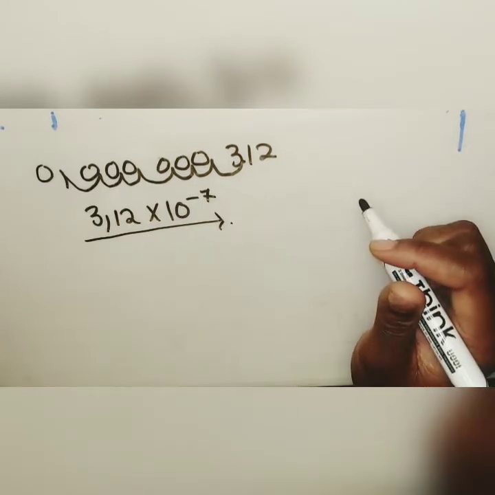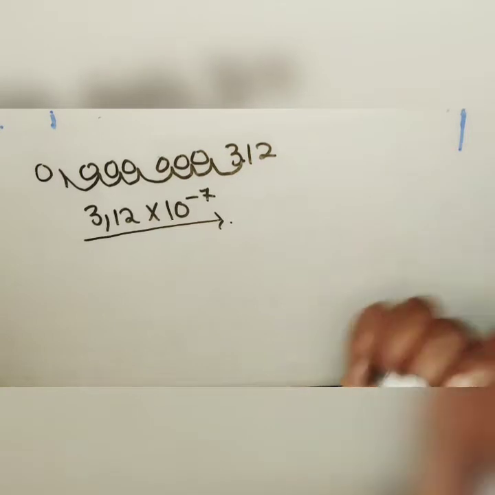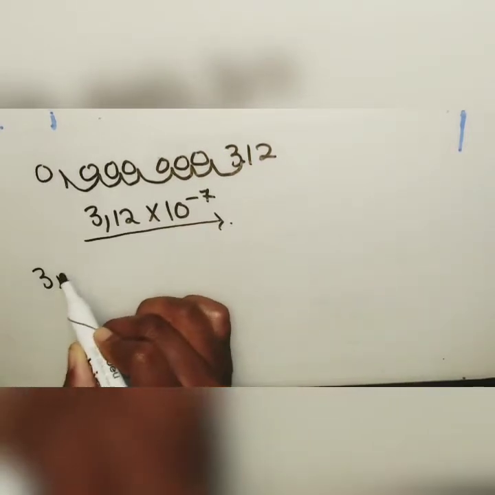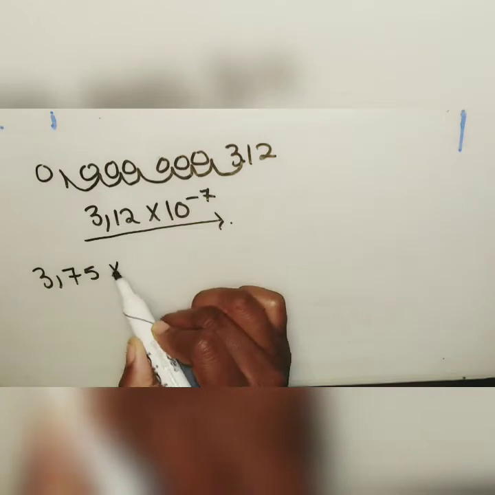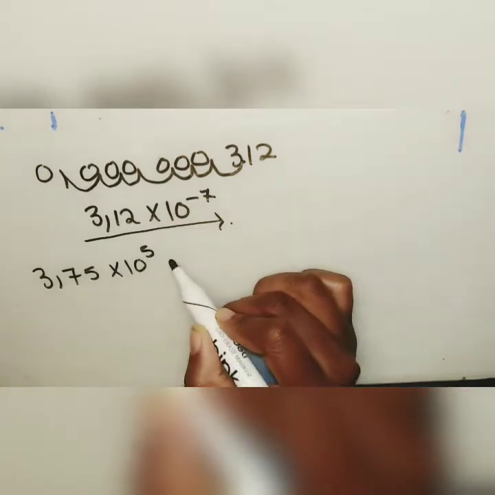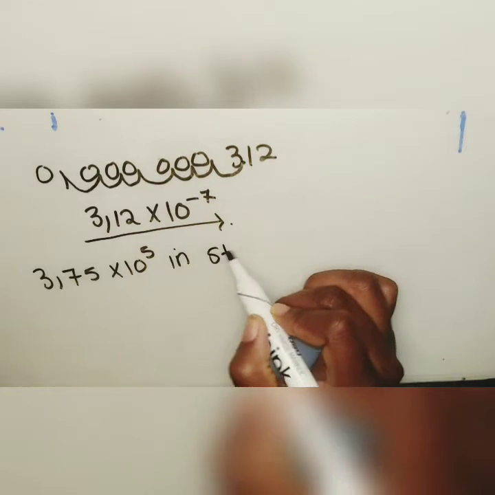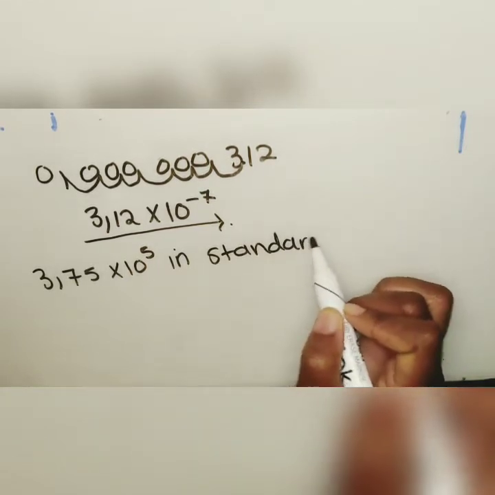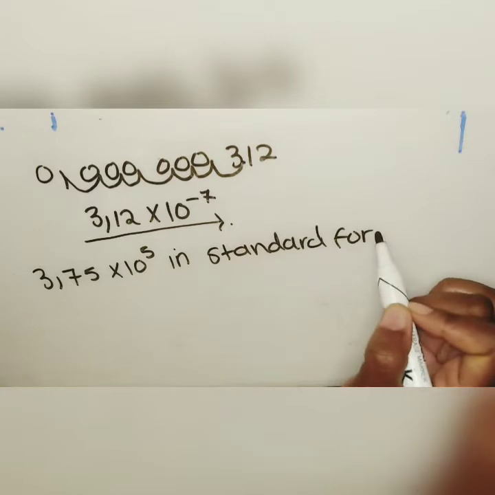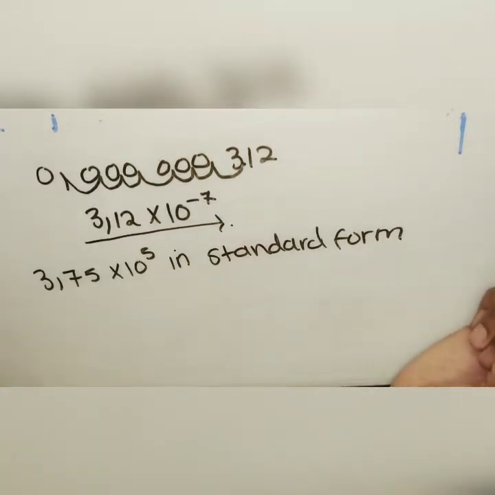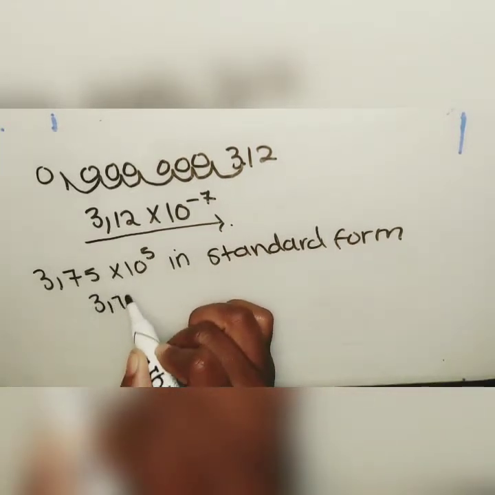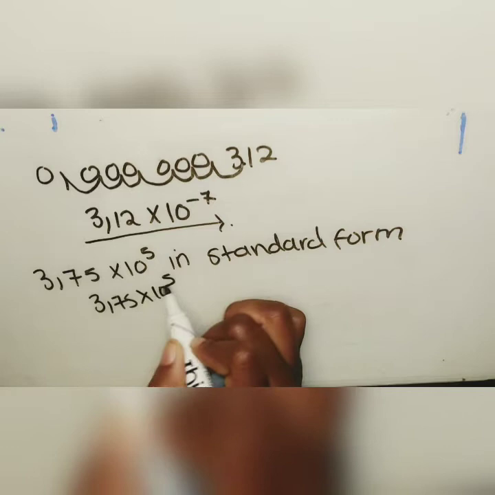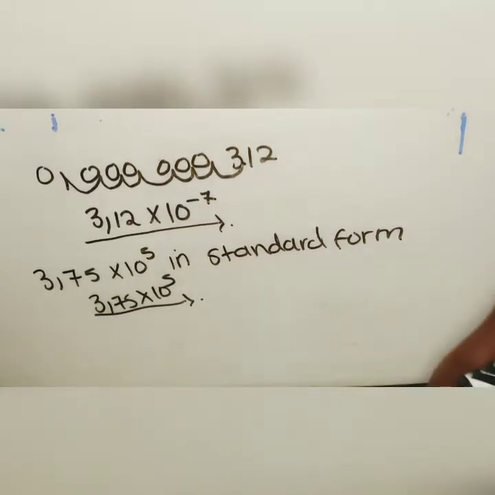And then the next question says, write 3,75 times 10 to the power 5 in standard form. So my answer is just 3,75 times 10 to the power 5. That's it. This number is already in standard form. So that was a free mark, guys, right?